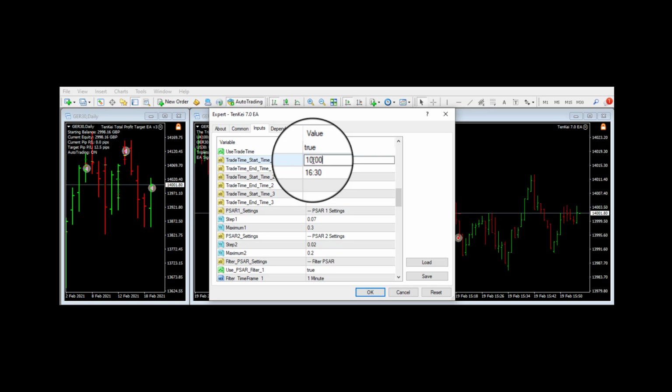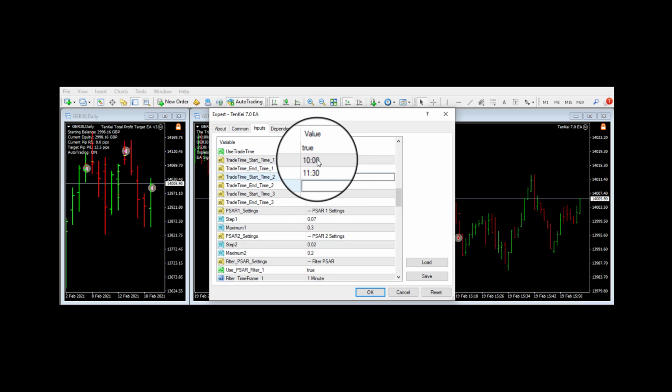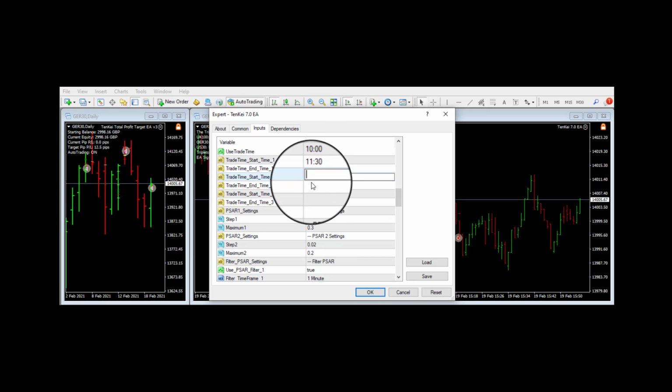You can start at 10 a.m. and you can end at 11:30 a.m. That's your first session. Imagine it's your first session for the morning, and the second session for the morning or afternoon could be 13:30 to, let's say, 15:30. Okay. Now, what do these times mean?